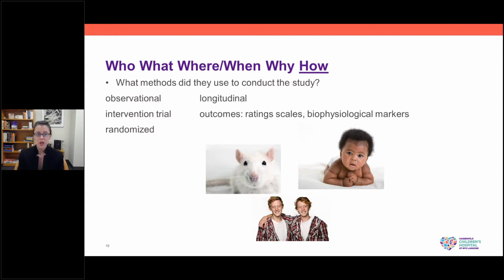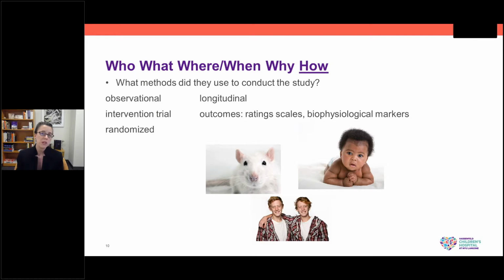So here are some examples that I think make sense to pay attention to. An observational study is really, there's no actual intervention happening. You're not intervening on the person at all. You're just observing what happens with them. Versus an intervention trial, which is where you're doing something, you're changing something.